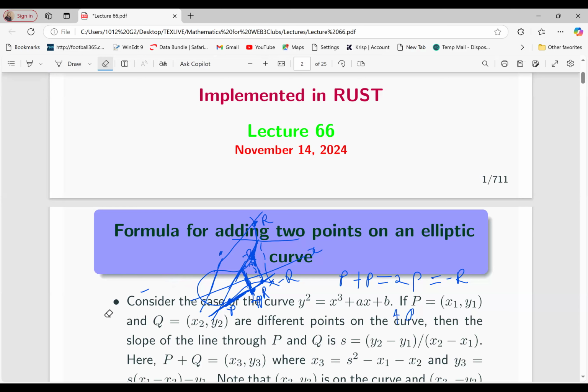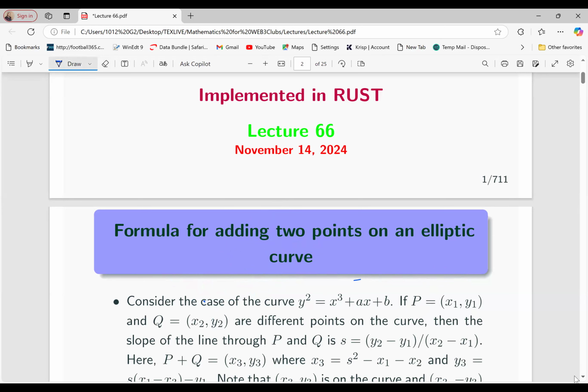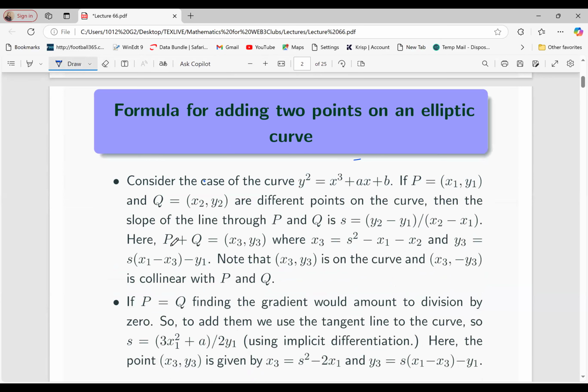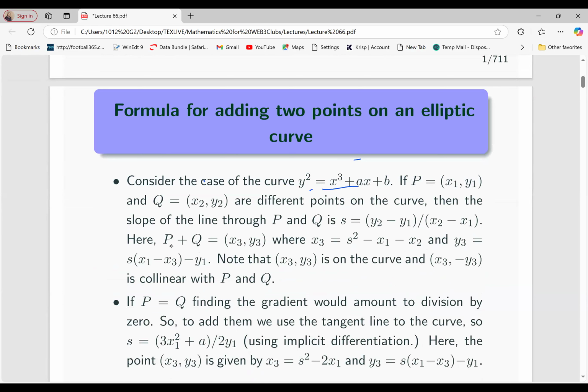Now, today we want to do the same thing. We want to add these points, but not by constructing them, but by use of a formula. You know, when you are drawing those lines, we're coming up with a gradient of the line. So that gradient is what we want to come up with and use to add these points. Now, my formula is here. The formula that we'll be using, supposing that this is our elliptic curve, and suppose we are given these 2 points, which are not the same, at different points, x1, y1, x2, y2.